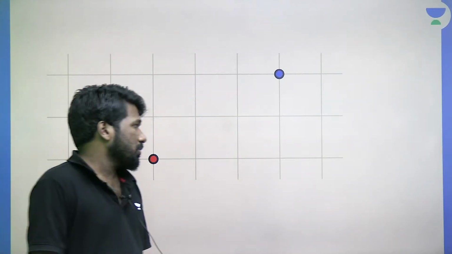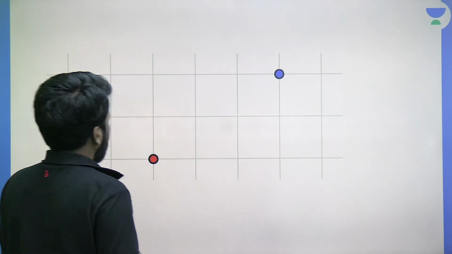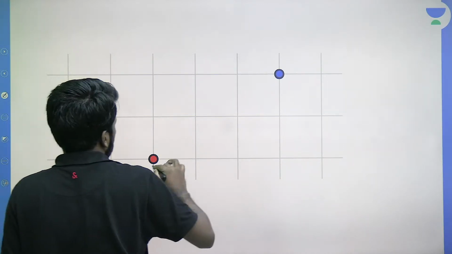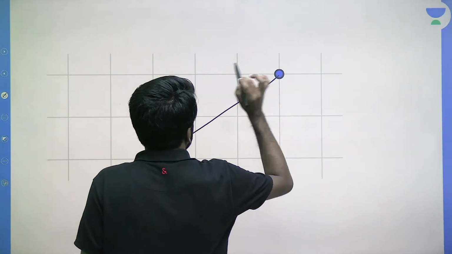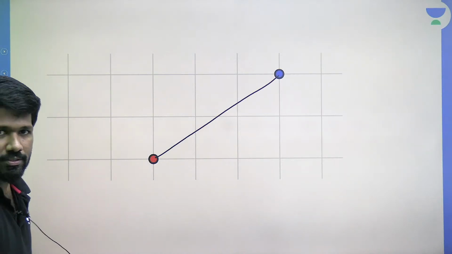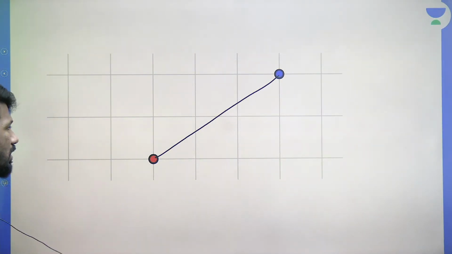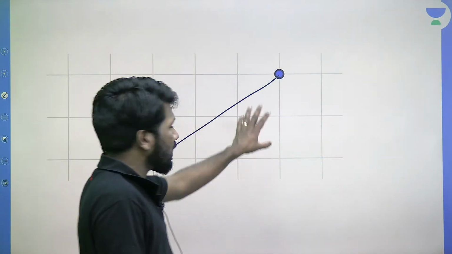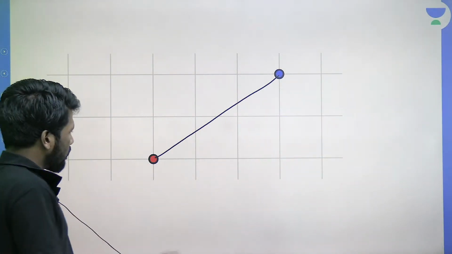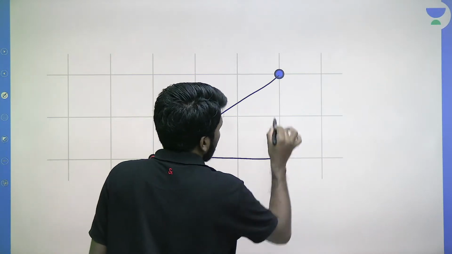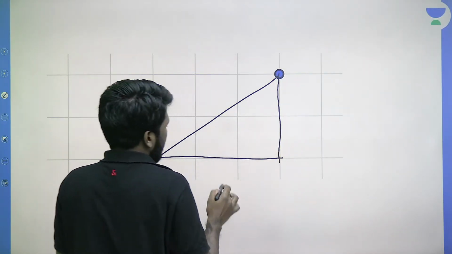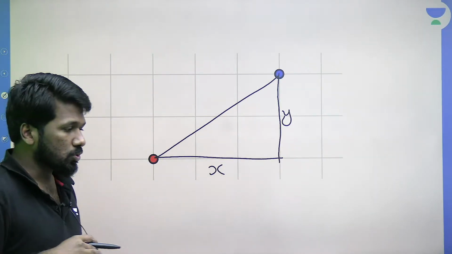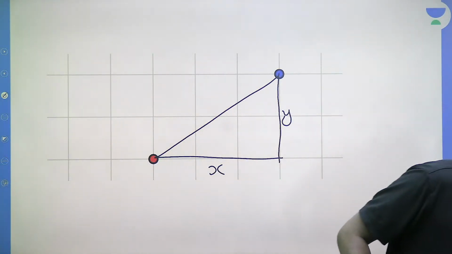So coordinate geometry, to give you the basics. For example, let us think about the distance between these two points. This distance, how to calculate? In the previous class we discussed the right triangle and Pythagoras theorem. If you use Pythagoras theorem, you can solve this, right? How? If you know this horizontal line length and this vertical line length, if this is x and this is y, you can use Pythagoras theorem to solve it. Okay, before that we will start.